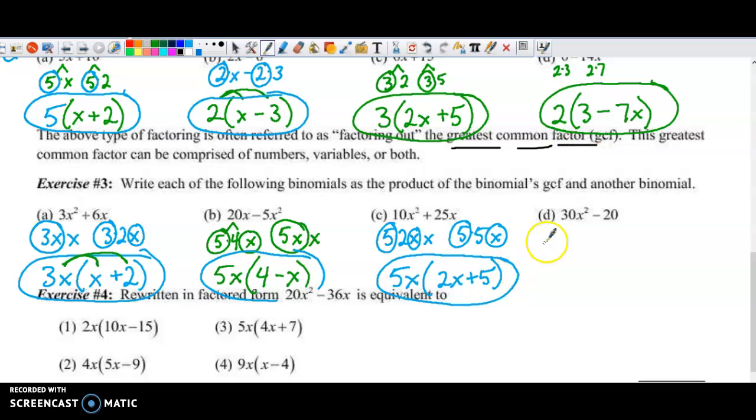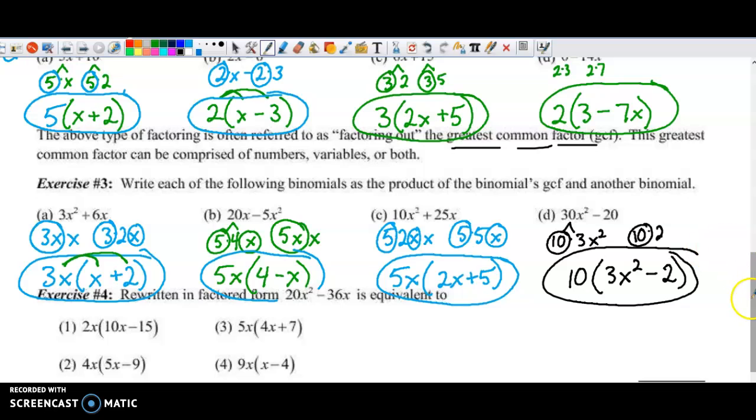So as I look at the next one, there's a lot of numbers that are between 30 and 20. The biggest number would be 10. And then 10 times 2 will give me that 20. Notice that this time there's no common x's. Well, that's okay. We can still do the problem the same way. 3x squared and minus 2.